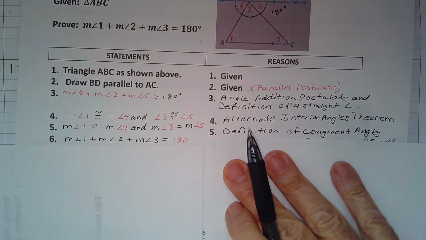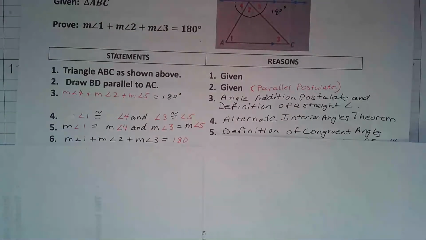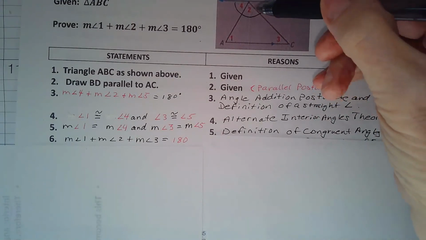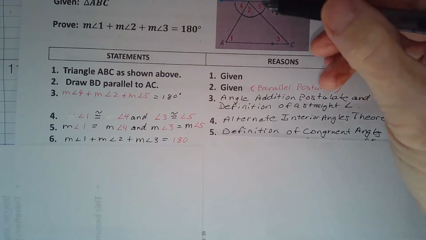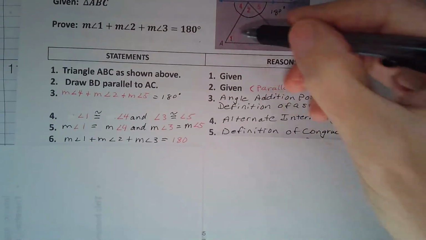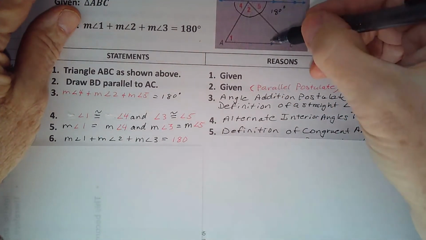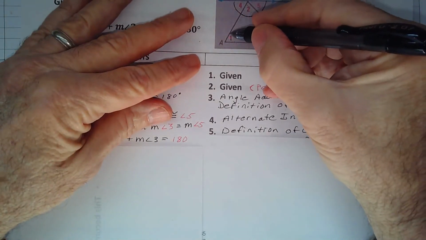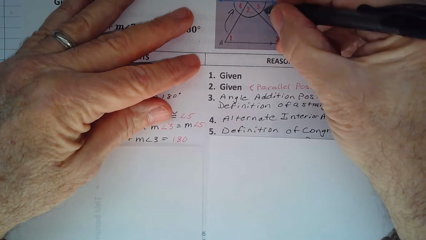All right, so then let's go on. Well, we're really at the end of this, because we proved that the measure of angle 4 and the measure of angle 1 are the same. They equal each other. And the measure of angle 5 and the measure of angle 3 are the same. I could take this angle 1, I could put it up here. And I could take the angle 3 and I could put it up here.